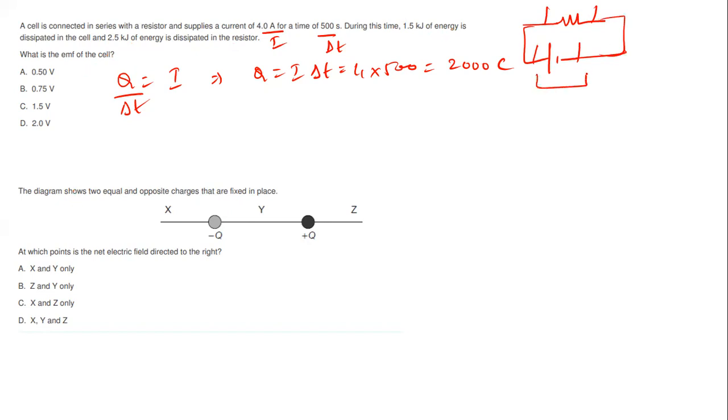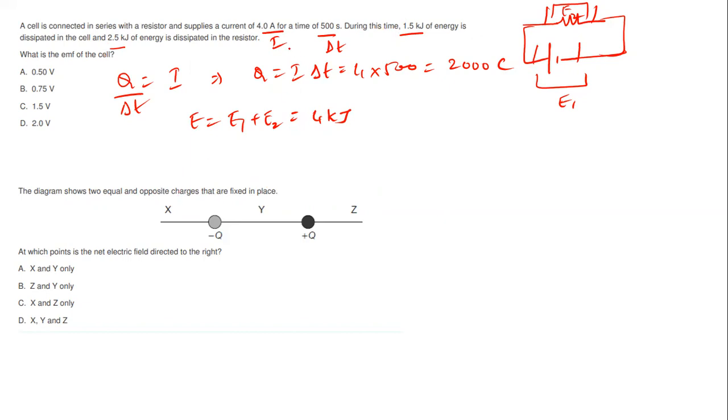Some energy is lost here, some energy is lost here. Let me call this E1 and let me call this E2. Why is the energy lost? Because maybe this will have some inherent resistance, and this might also have some inherent resistance. As a result, energy is lost. So total energy loss E is equal to E1 plus E2, which is 1.5 plus 2.5, around 4 kilojoules. This is the amount of energy lost, because the charges are doing work against the direction of the electric field, as a result of which energy is lost.